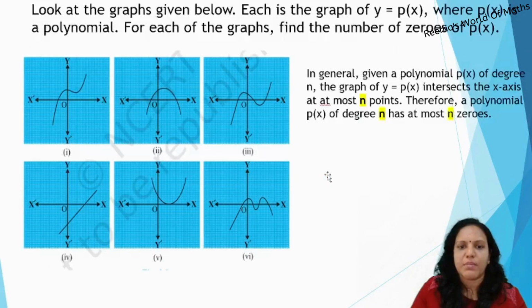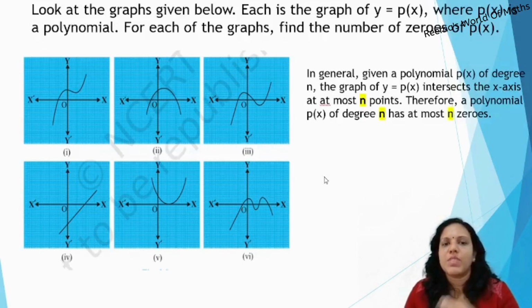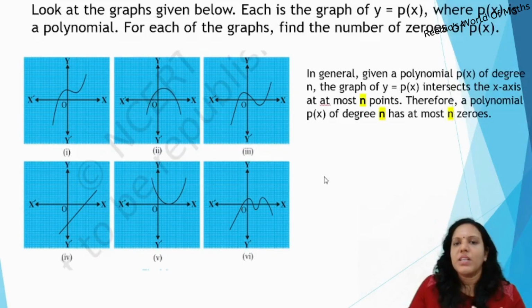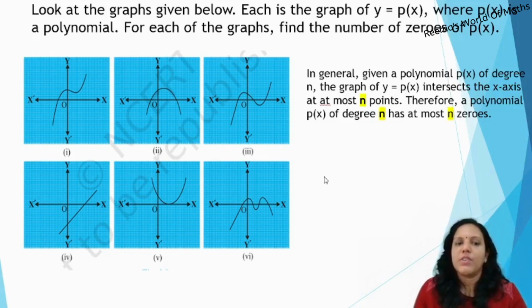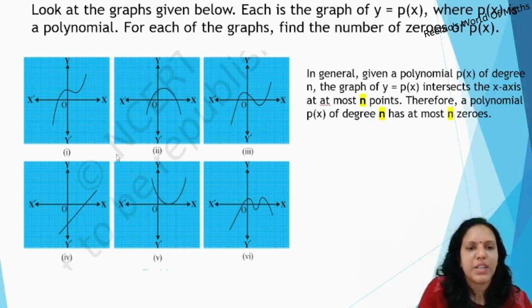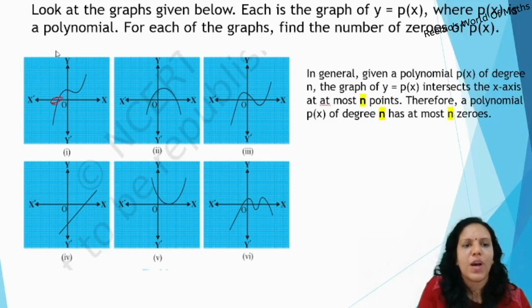Let's see a few more examples. Look at the graphs given below. Each one is a graph for y equal to p of x, where p of x is a polynomial. Looking at the graph, let's find the number of zeros. In the first figure, we can see the graph has cut the x-axis at exactly 1 point. So this will have only 1 zero. It has only 1 zero.